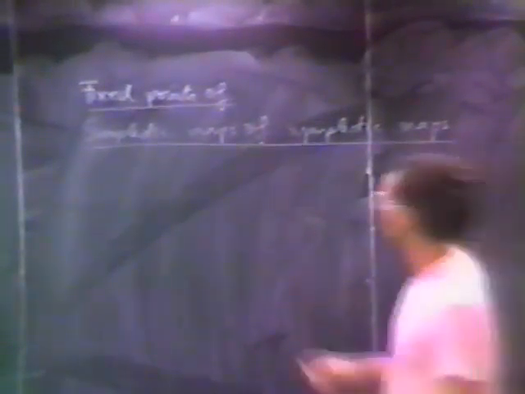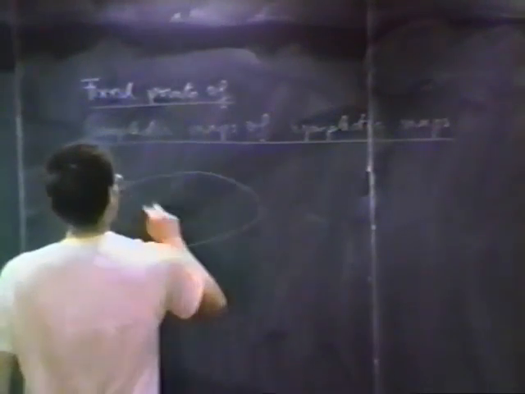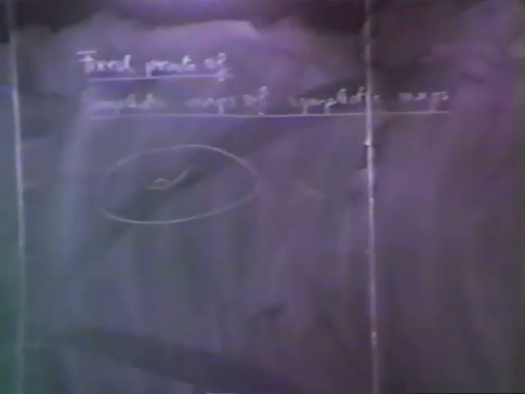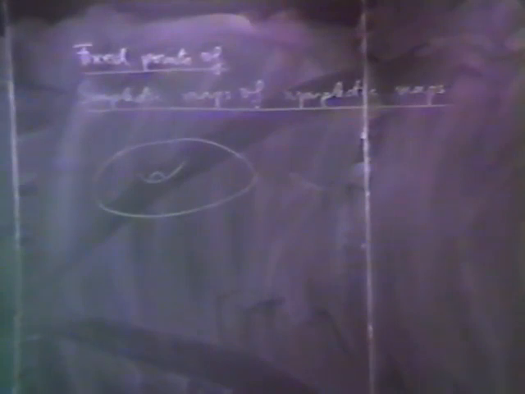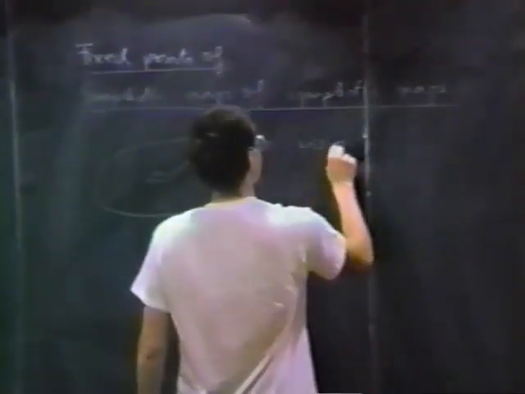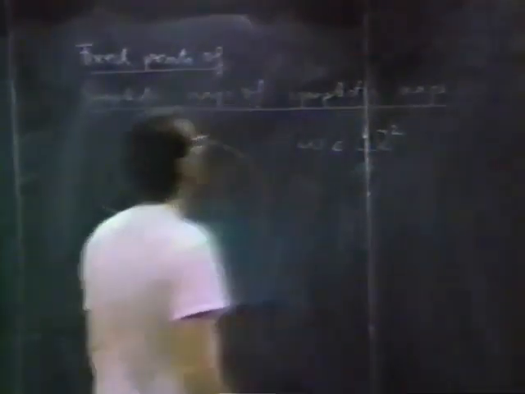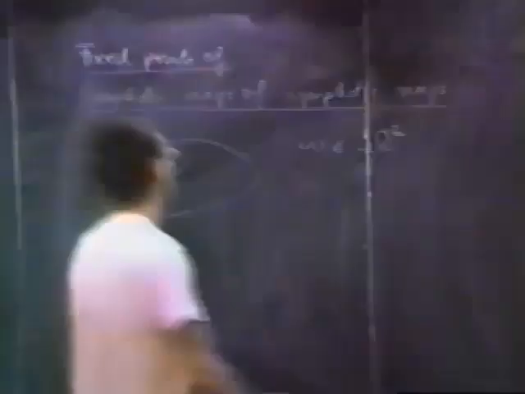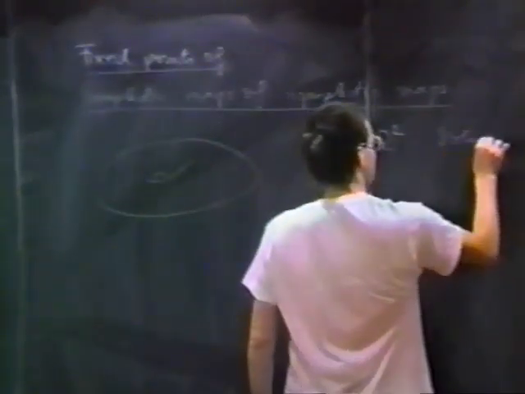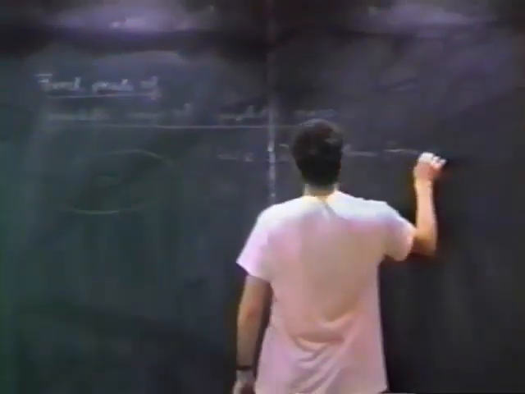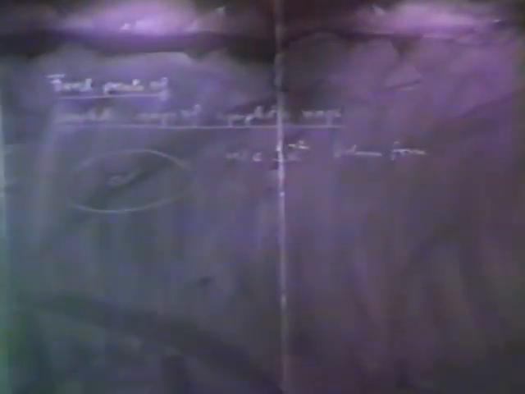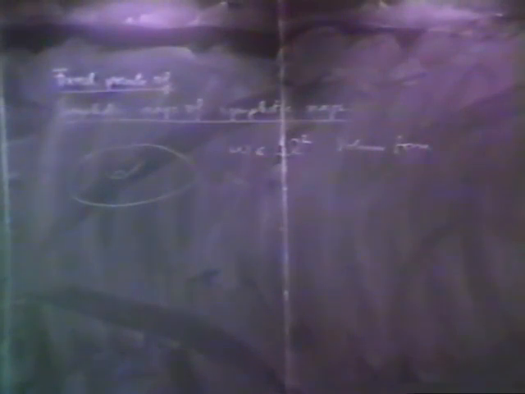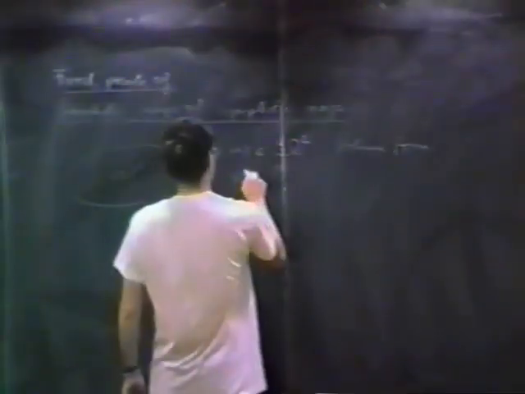Now, what is a symplectic manifold and what is a symplectic map? The simplest example of a symplectic manifold is a surface with a volume form. So omega is a volume form, that is in this case a differential form of degree 2. And a symplectic map would then be a volume preserving map.